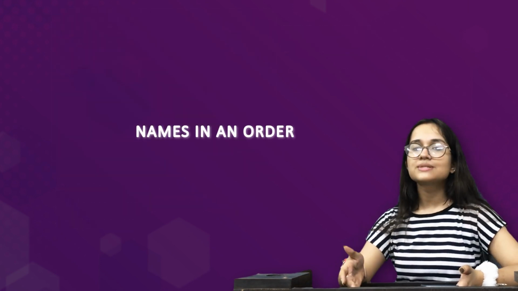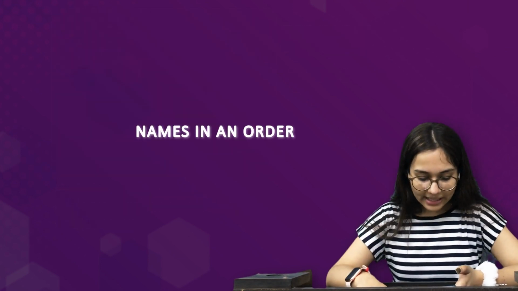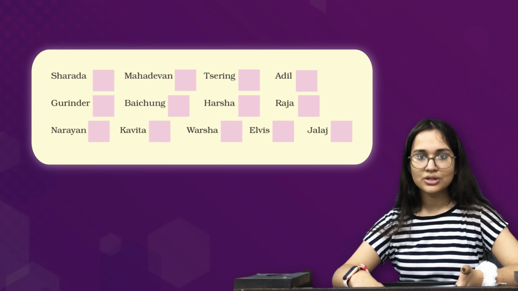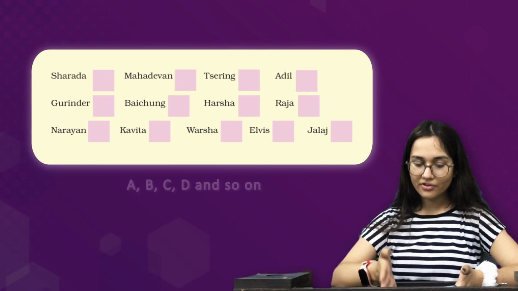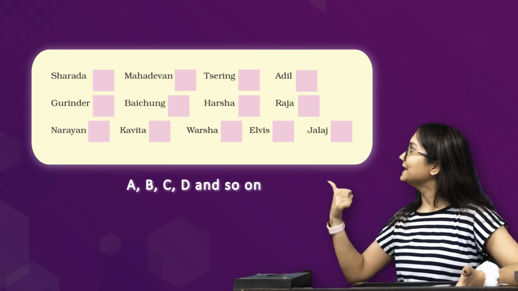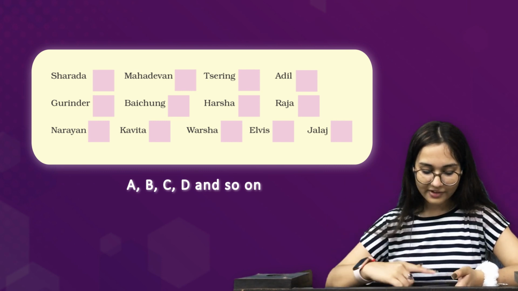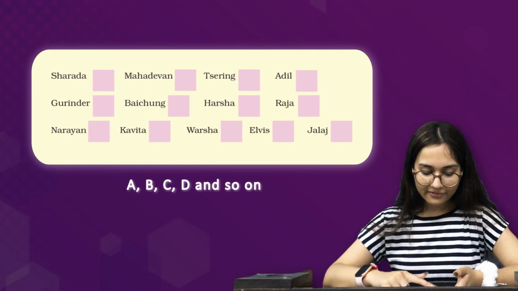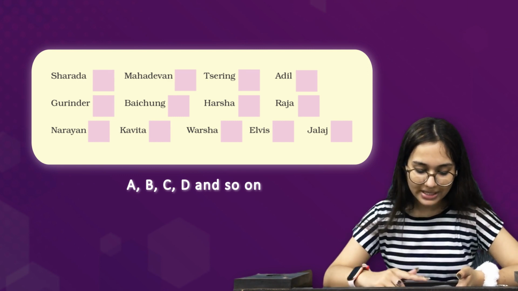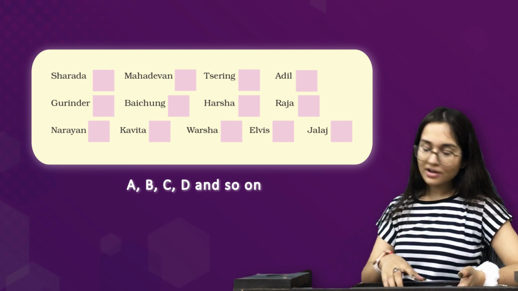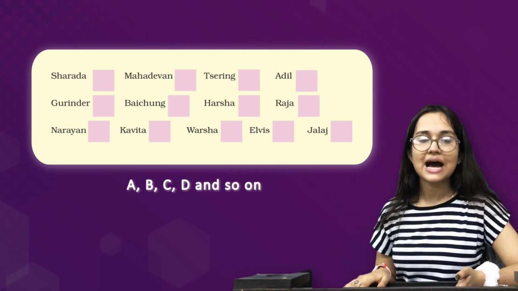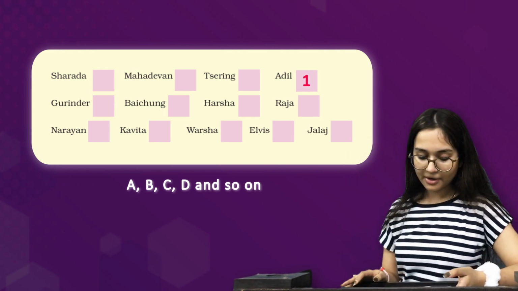Then we have names in an order. So basically Adil has to arrange this list so that the names starting with A come first and then comes those with B, then with C and then with D. Number these names in the order in which they will come. So we have different names and what we need to do is we need to number them. So firstly the name starting with A is Adil. So Adil will have the number 1.